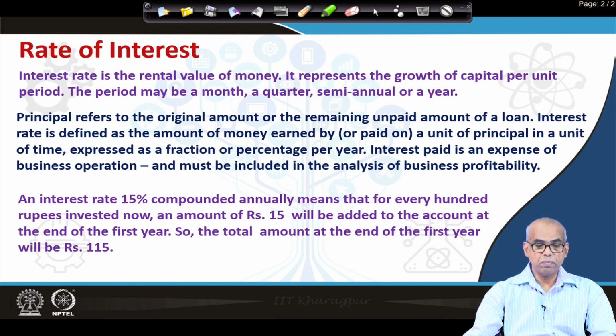An interest rate of 15% compounded annually means that for every 100 rupees invested now, an amount of rupees 15 will be added to the account at the end of the first year. So, the total amount at the end of the first year will be rupees 100 plus 15, that is rupees 115.